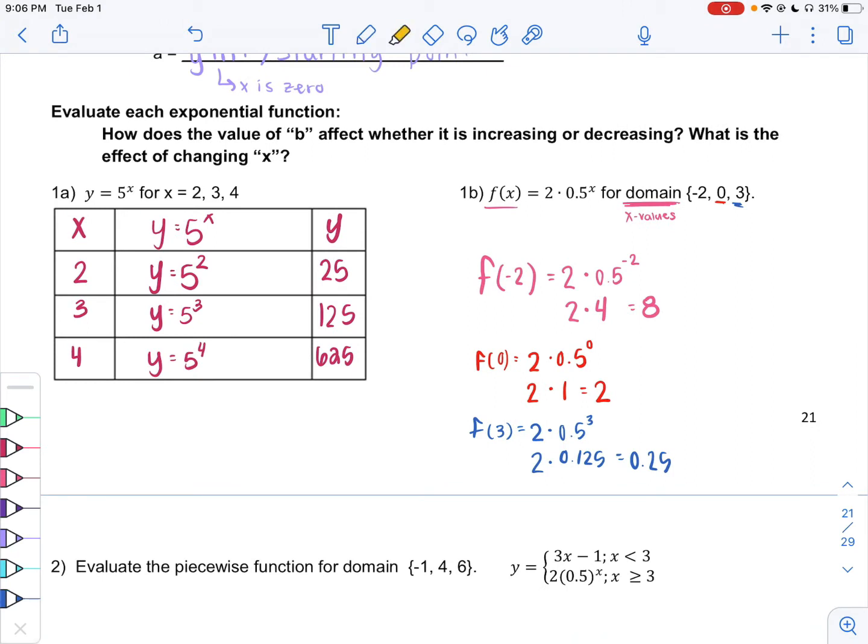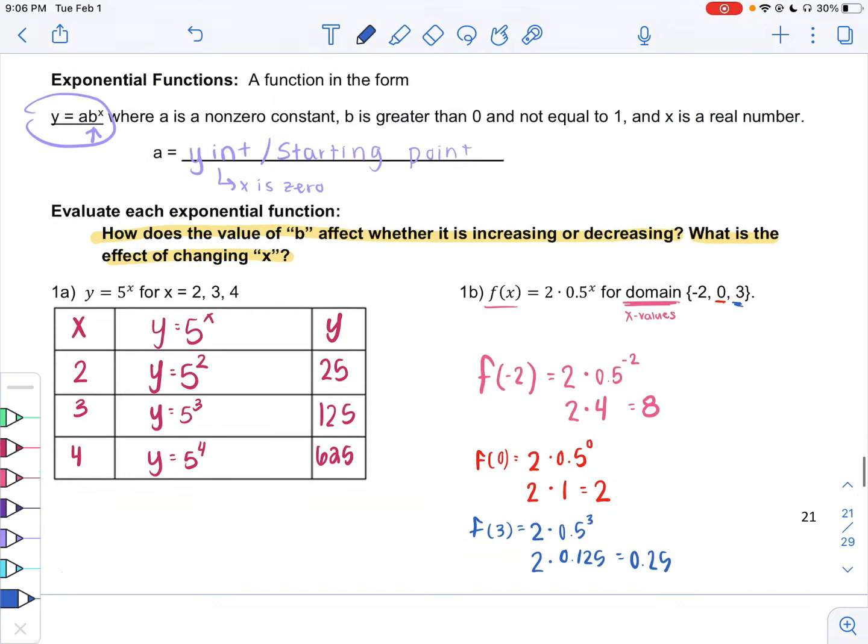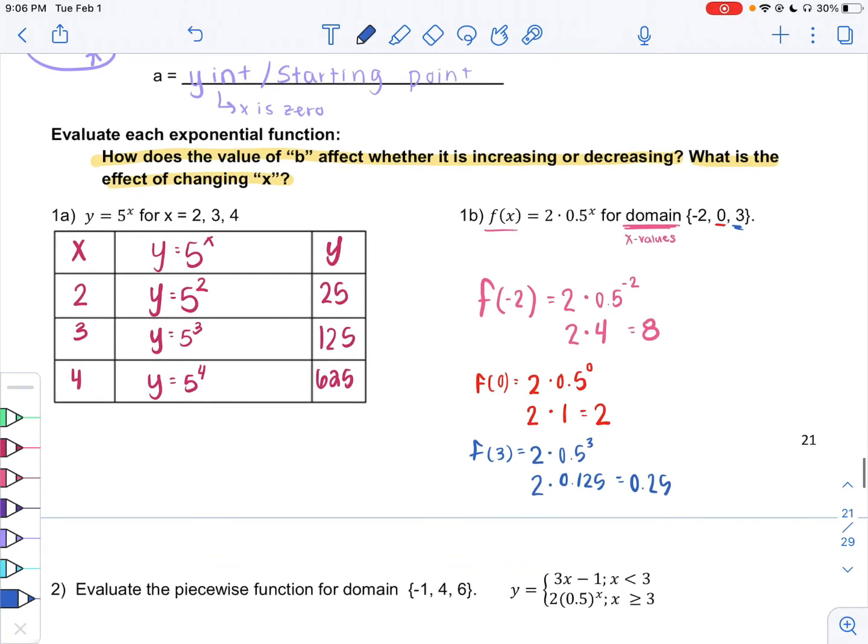Now we're going to go back to this question up here. How does the value of b affect whether it's increasing or decreasing? It's asking, as we change x, what is happening to y, and how does that b value affect it? Again, remember your b value is what's being raised to the power. On 1a here, our b value was greater than 1. Our b value was 5, and as x was increasing, so was y. As my x values were getting bigger, my y values were getting bigger.